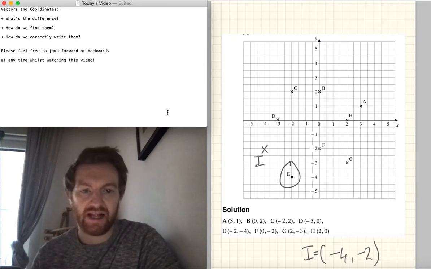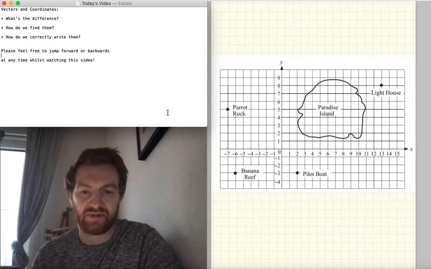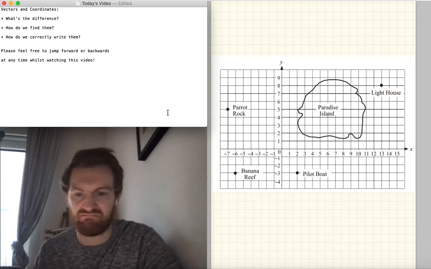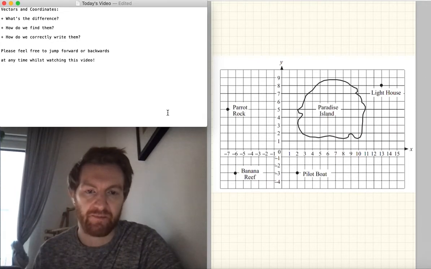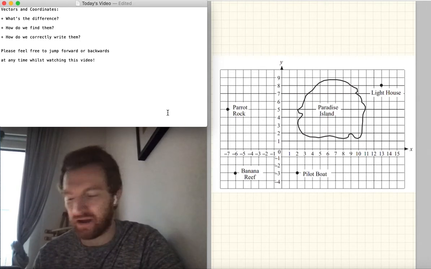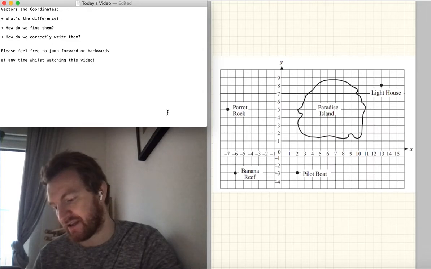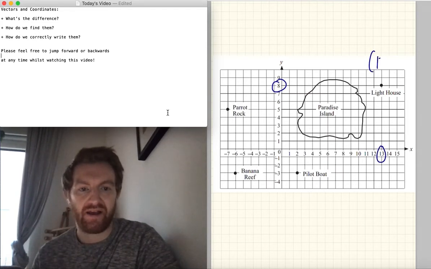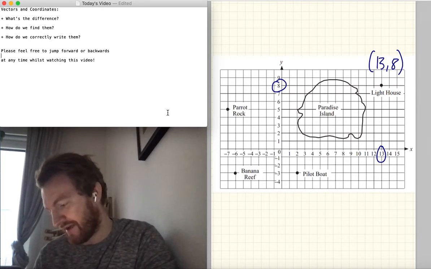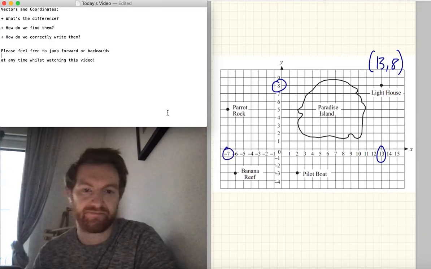Okay, so let's imagine now we have something similar. We've got a grid, we've got 4 points, we've got a little island, we've got some things around it. Don't worry too much about what they are. Now, obviously, if we were going to write coordinates, which is where these things are, so for example, the lighthouse, I could say, oh, it's 13 across, it's 8 up. I could write the lighthouse is 13, 8. If I started with Parrot Rock, I could say, okay, that's -7. So I go left first, then 5. That could be -7, +5.